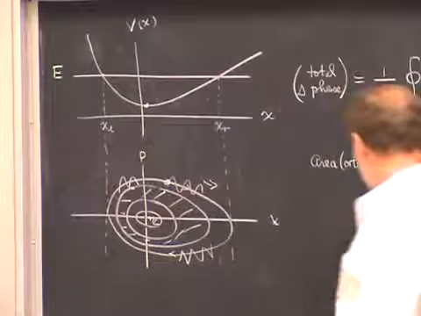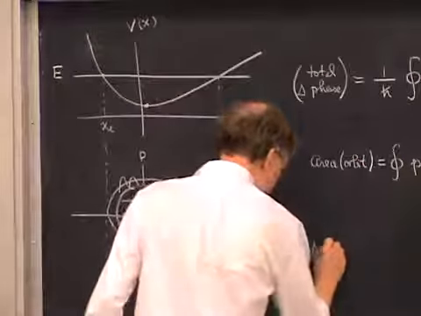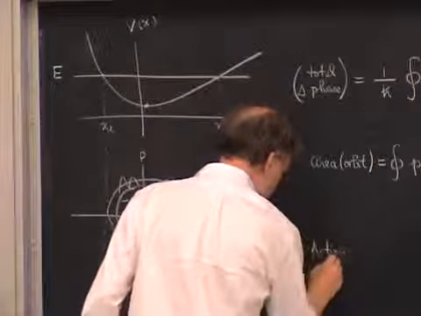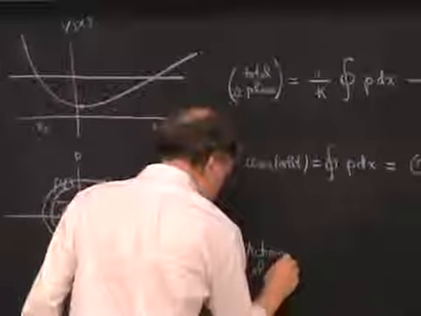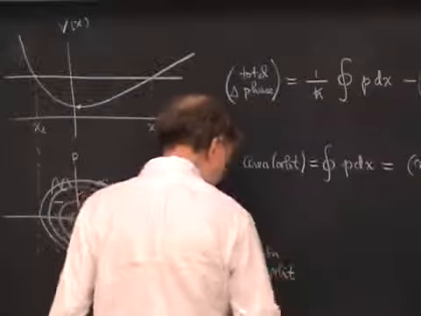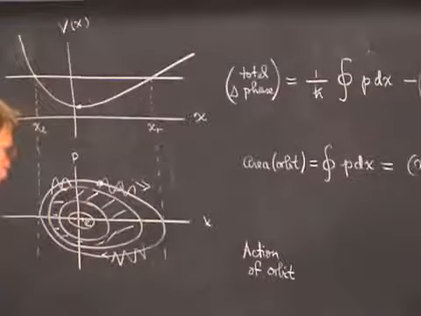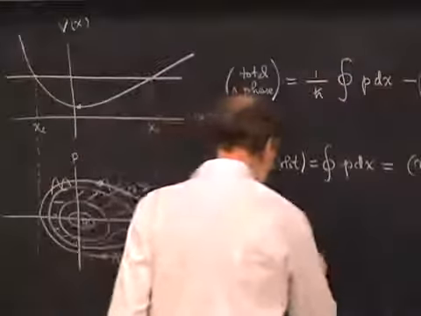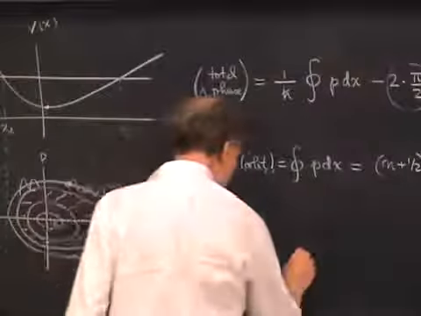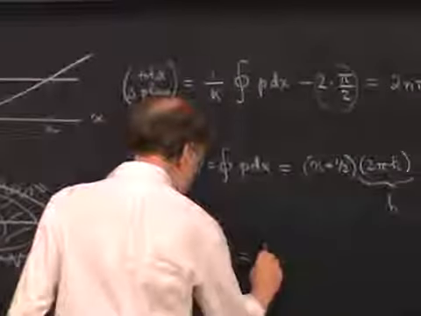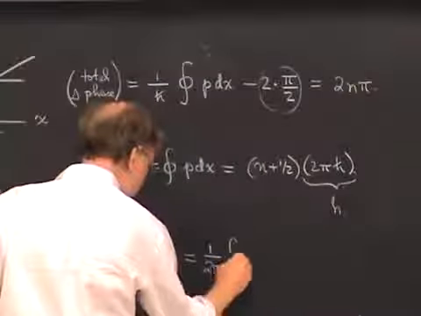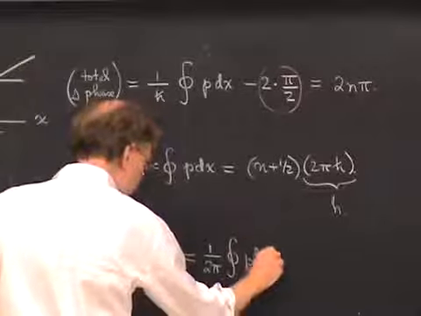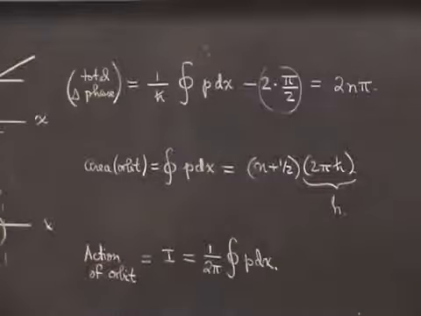There's a quantity in classical mechanics. It's called the action of an orbit. Actually, the word action gets used in several senses in classical mechanics, and they all have dimensions of action, but they're different things. So I'll use different symbols for them. This is called I, and it's just a definition. It's 1 over 2 pi times the area of the orbit. This is how it's applied to the one-dimensional problem.